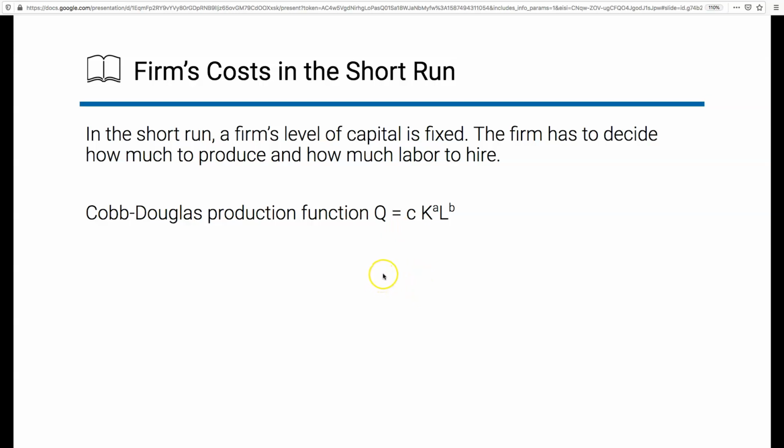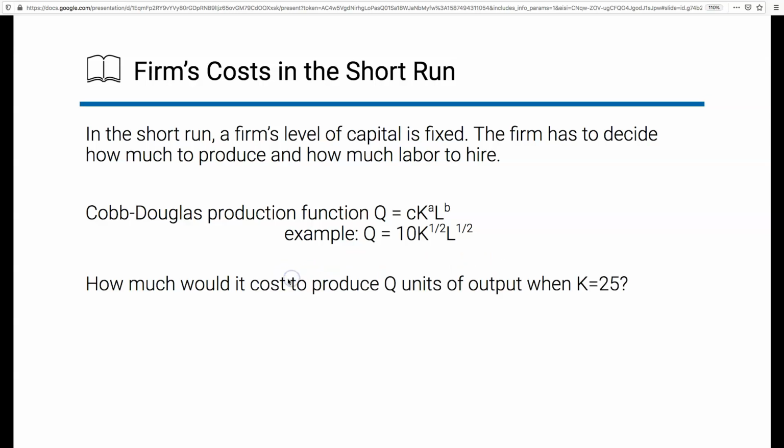And for example, I'm going to give you the following function. It's going to be 10 times capital to the 1/2 times labor to the 1/2. And you should remember that 1/2 stands for the square root. So basically, no matter how much capital you have, take the square root of it, and that's going to be the translation into your production function. So here's the question. How much would it cost to produce exactly Q units if you have 25 units of capital? This is the standard setup for the short run.